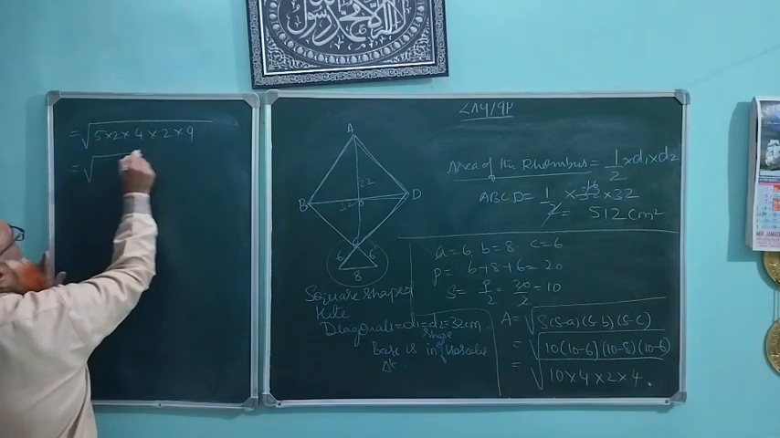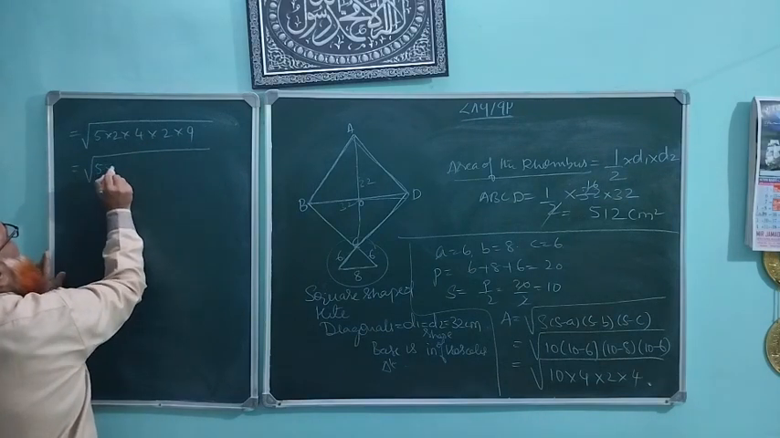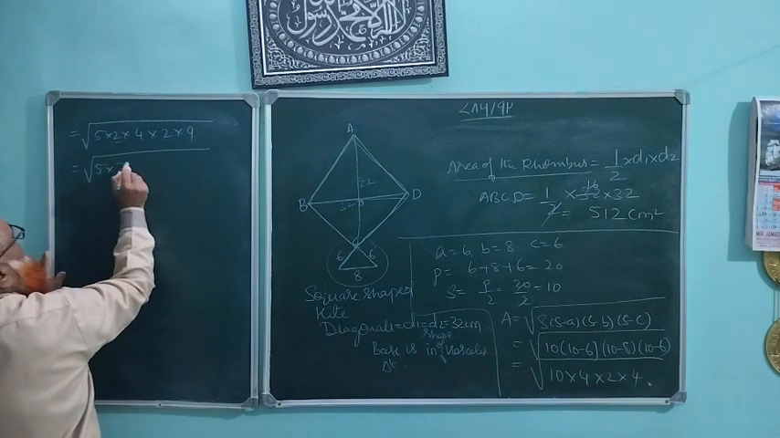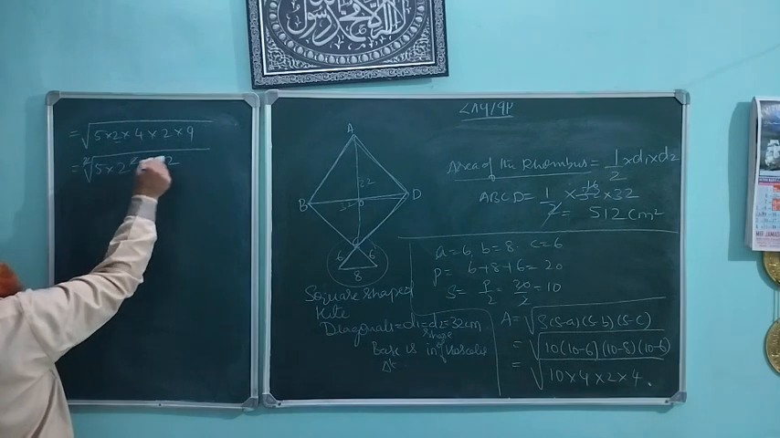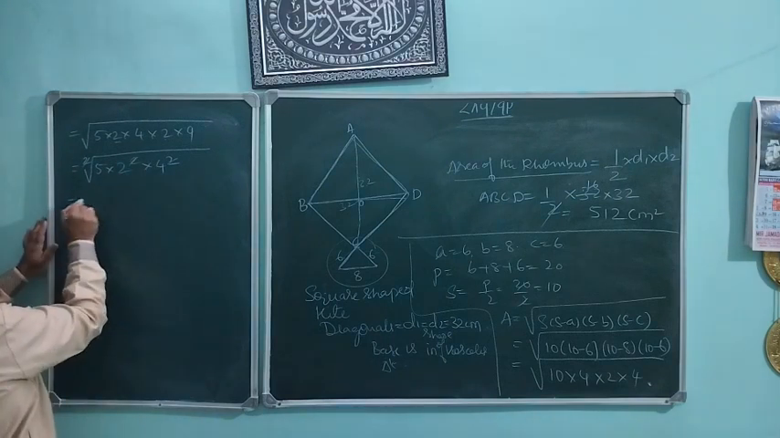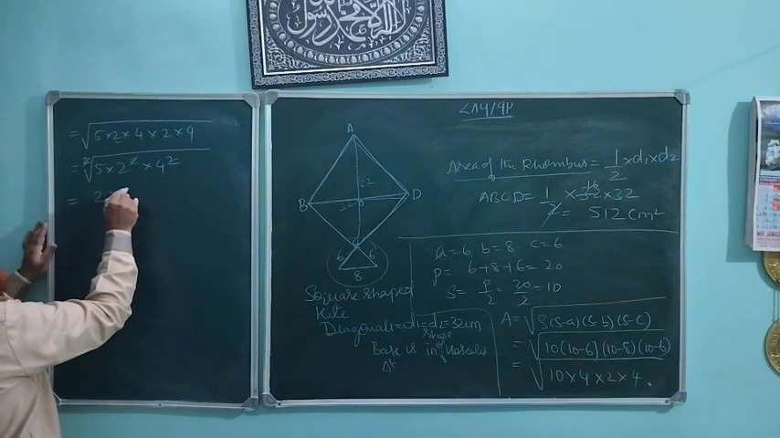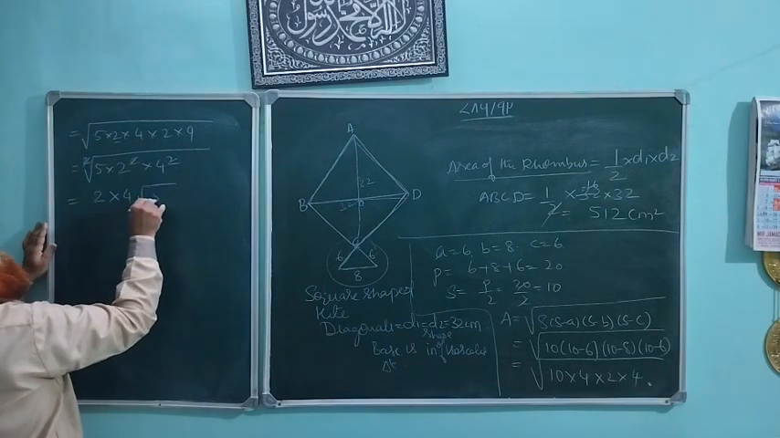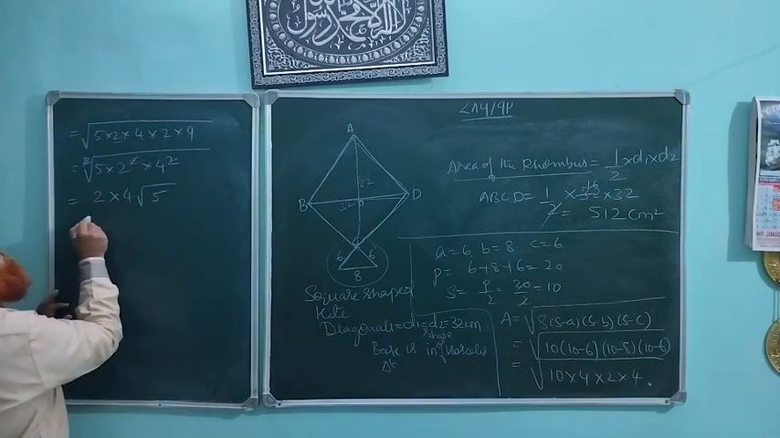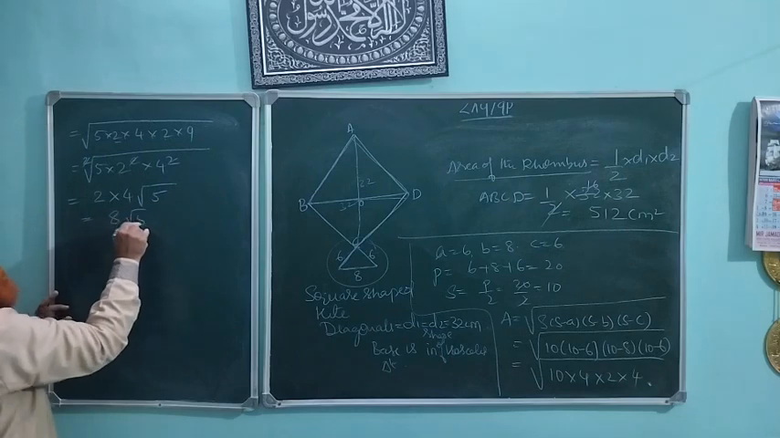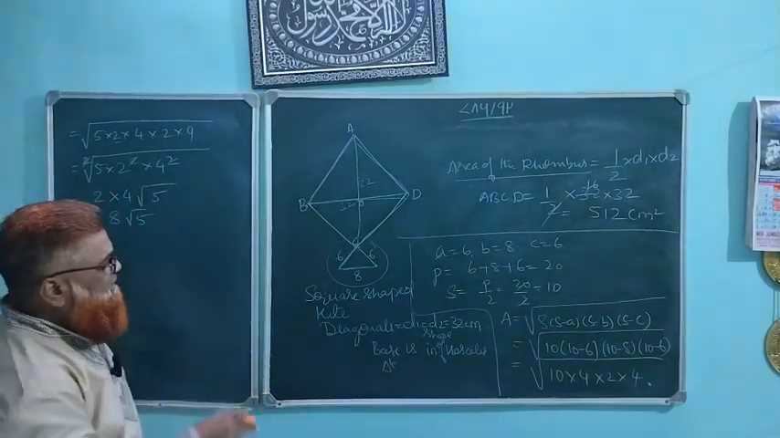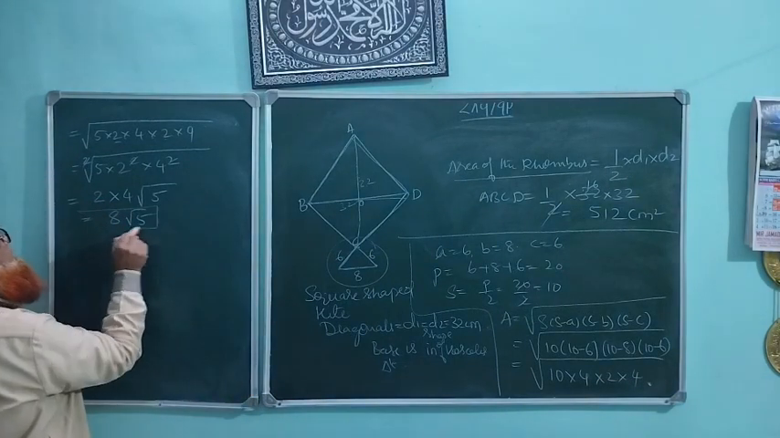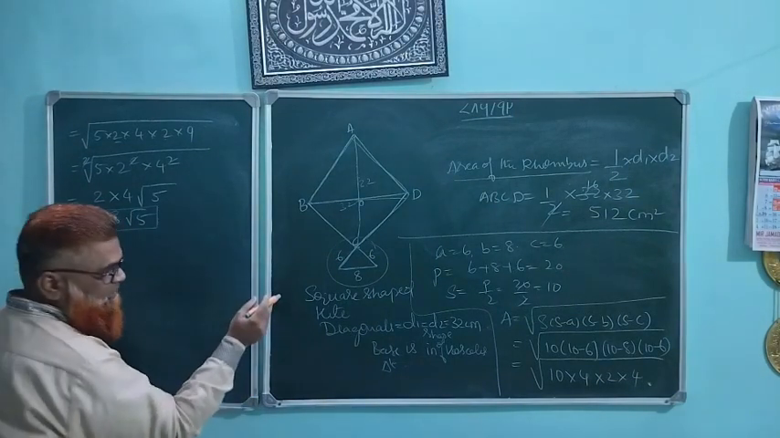Alright, which is equal to, make the pairs. 5 is single, we cannot pair it. 2 square, 4 square under root. Then these get cancelled. Square root of 2 square is 2, square root of 4 square is 4. Under root it is 5. 2 4s are 8, 8 root 5. So this is the area of our isosceles triangle, which is the base of the kite.